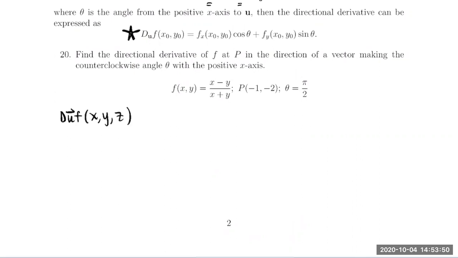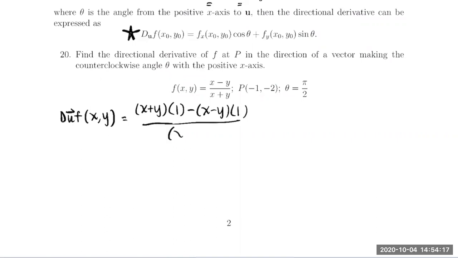Finding our directional derivative in generality, and then we'll plug in later. And darn it, I really want to make these functions of 3 variables, but they're not, so we'll stick with 2. So first, let's find the partial of f with respect to x. I'm going to apply the quotient rule here. So here's my bottom times the derivative of the top minus the top times the derivative of the bottom. And this is all over the denominator squared.